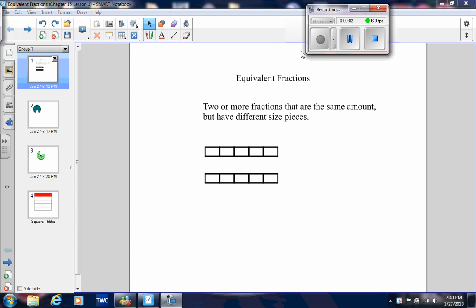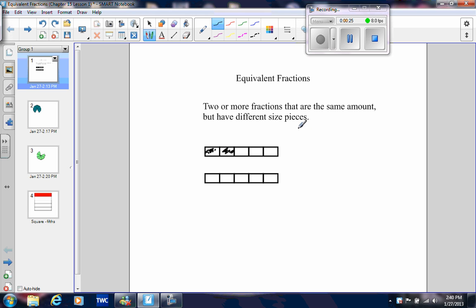It's time for us to learn about equivalent fractions. And it's important to know that equivalent fractions are two or more fractions that are the same amount but have different size pieces. So if I had an amount here that was shaded in, you can see that I have 2 out of 5.